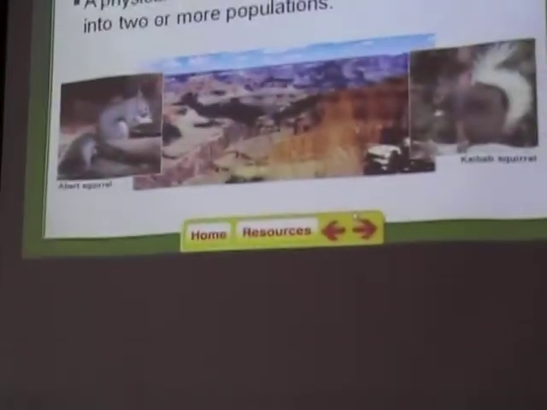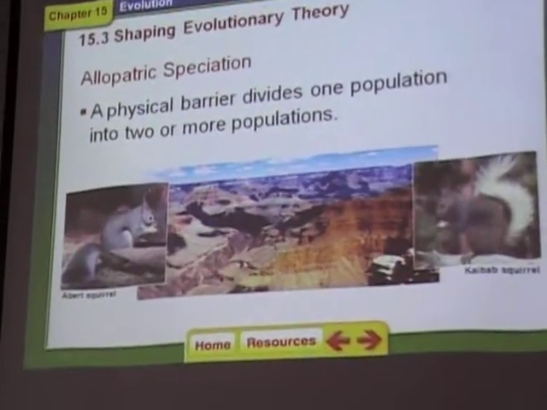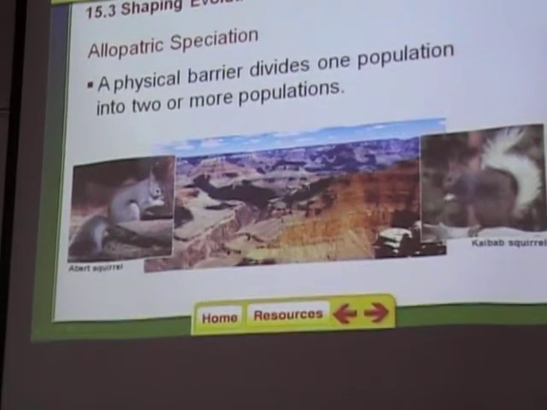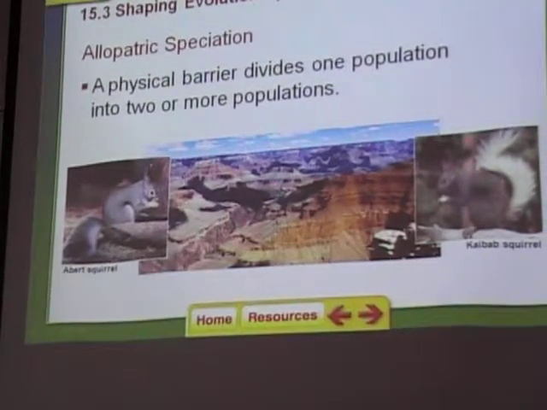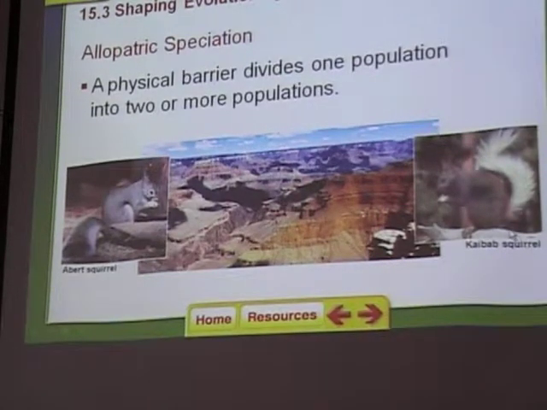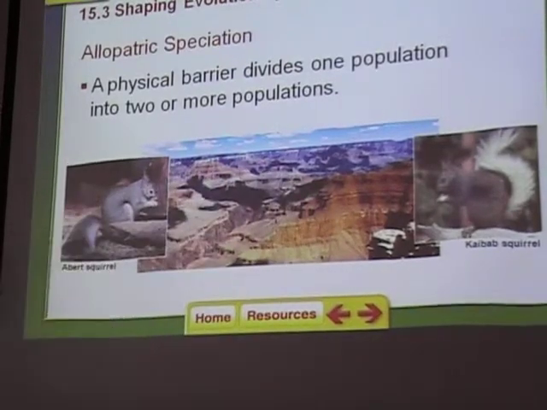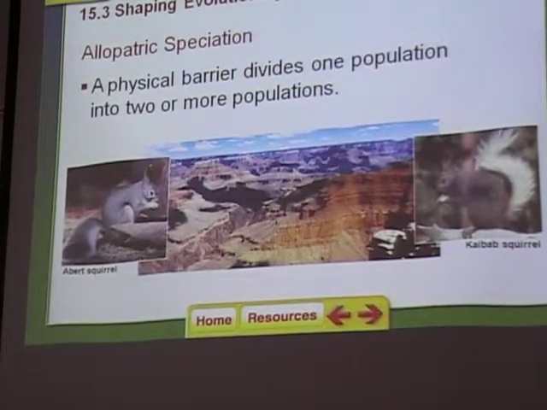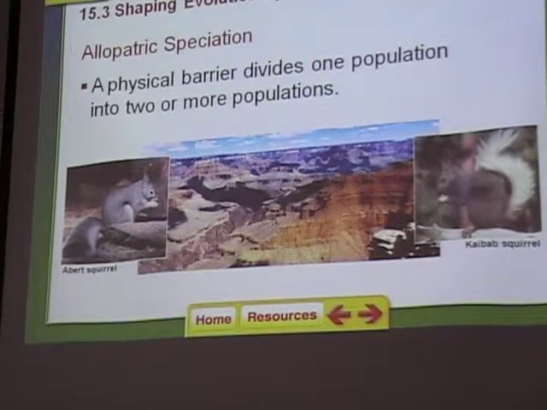And that happens from time to time. Here is a couple of squirrels separated by a barrier, the Grand Canyon. The Abert squirrel is on one side of the Grand Canyon. The Kaibab squirrel is on the other side. It's thought that the two were once one population before the river came through and dug the canyon out and separated those populations. So these two squirrels evolved from the same common ancestor millions of years ago.